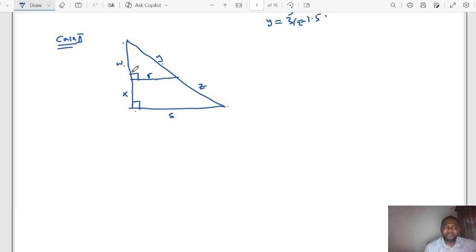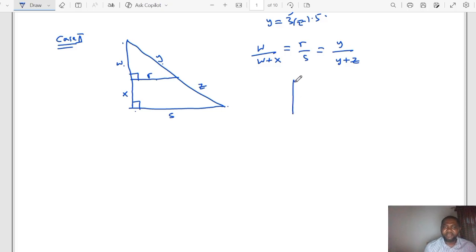That means for this side, I will say W for the smaller triangle over W plus X for the bigger triangle, is equal to R for the smaller triangle over S for the bigger triangle, equal to Y for the smaller triangle over Y plus Z for the bigger triangle on this side. It makes a lot of sense, right?